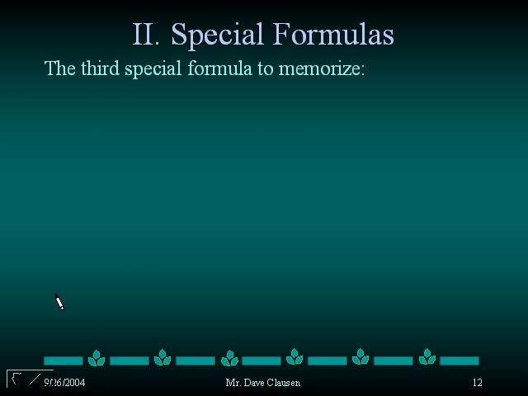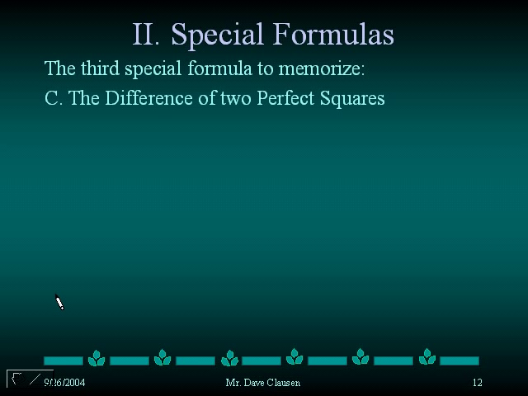We have one more special formula to look at in this lesson. It's called the difference of two perfect squares. We saw earlier in chapter 4 that if you multiply two binomials that are conjugates, you multiply the firsts and the lasts, and the outsides and the insides will drop out. So we need to look at this formula backwards.